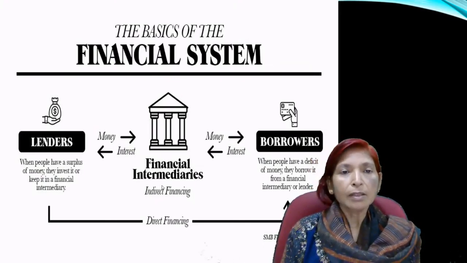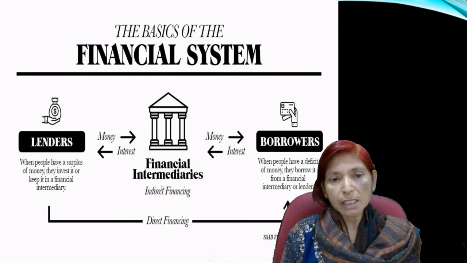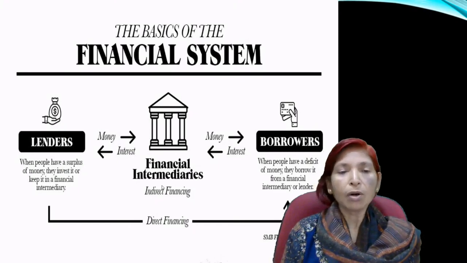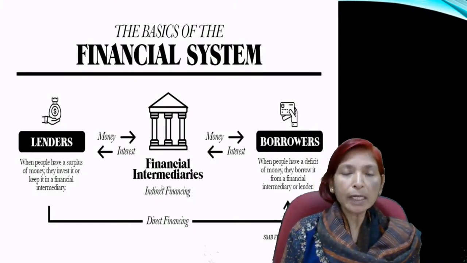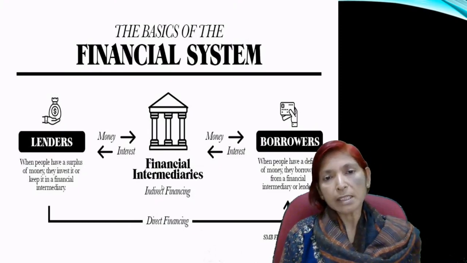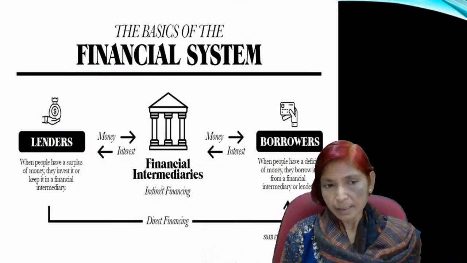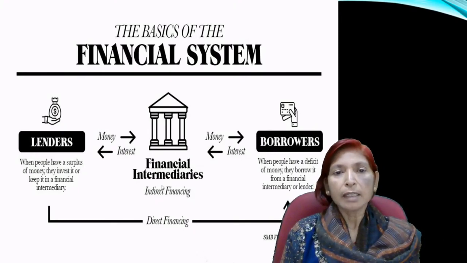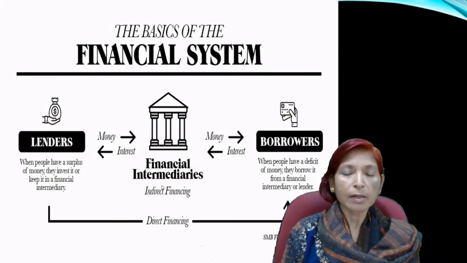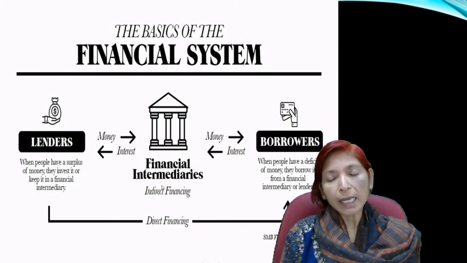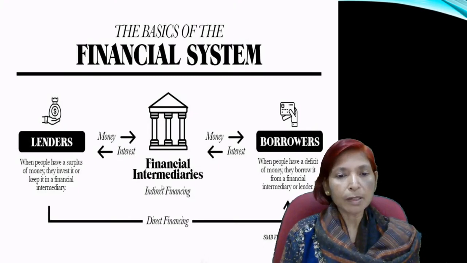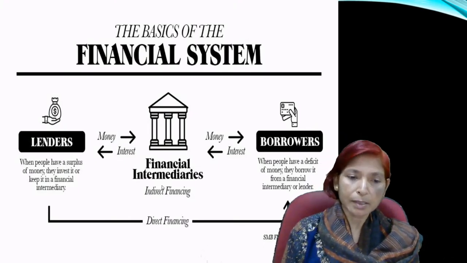And lenders, those who have surplus money, lend their money in the financial market, and the financial market provides this money to the borrowers or to the needy persons who need that money for their business enterprises and for other purposes. Lenders provide money to the financial intermediaries, and in return, lenders get interest. Borrowers can take money from the financial intermediaries, and borrowers have to pay interest to the financial intermediaries.